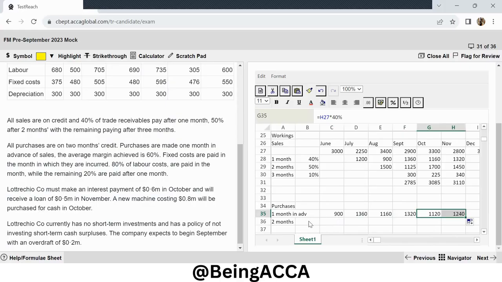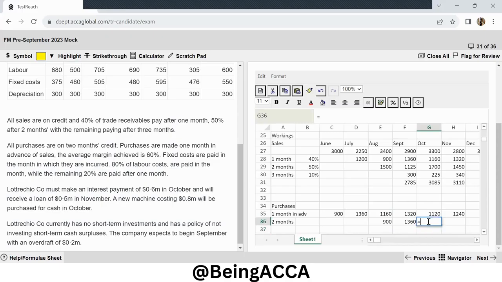Now I am getting 2 months time period to make my payments. Now the 900 that I have purchased in June, I will pay this amount of money in the month of August, which is 2 months later. June and July, 2 months, I'm going to be paying this in the month of August. I can also link this cell over here. So again, in the month of September, I'm going to be paying 1360. And then again, in the month of October, I'm going to be paying 1320. Right. So these are my outflows.